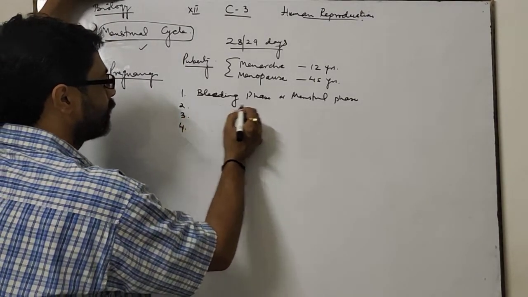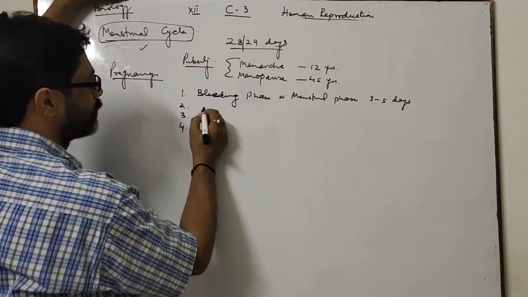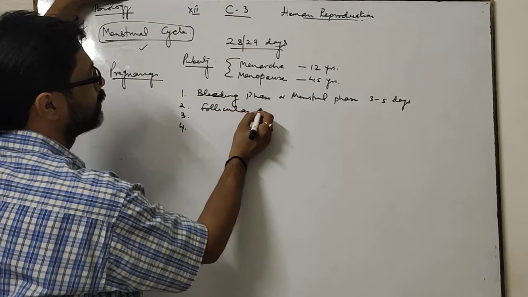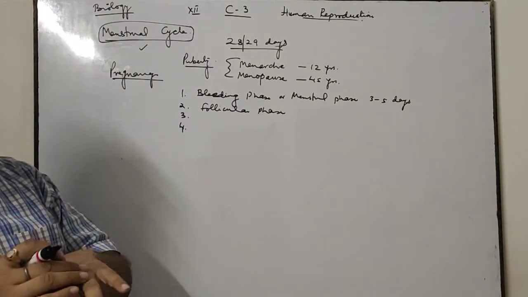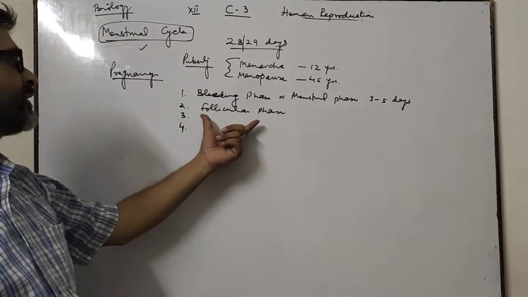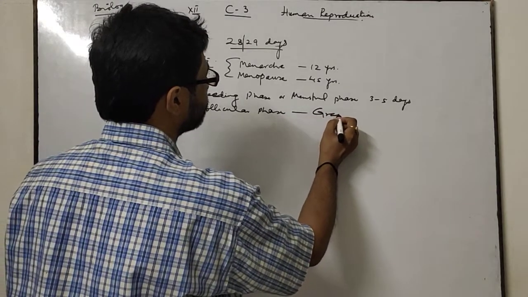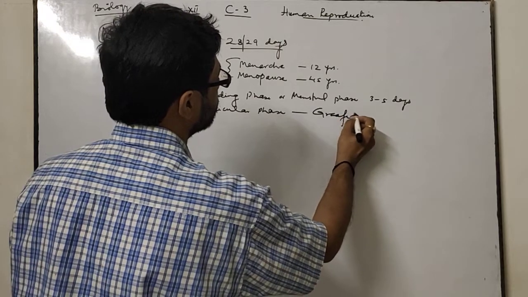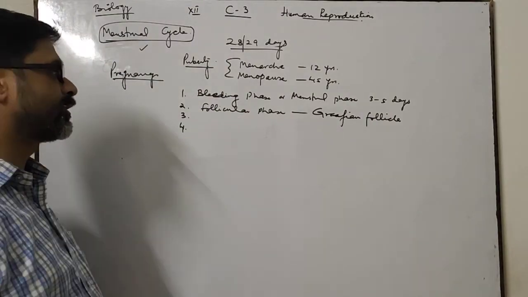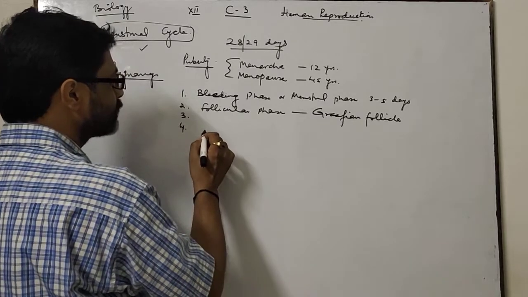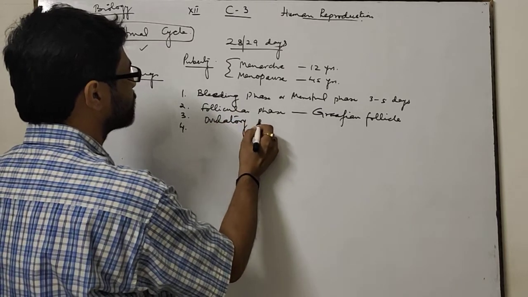After this, which takes about 3 to 5 days, the follicular phase takes place. The follicular phase is that phase of the menstrual cycle in which many follicles are produced at the surface of the ovary. Out of these various follicles, only one follicle matures and forms the Graafian follicle. A mature follicle in which the ovum is present is called a Graafian follicle.